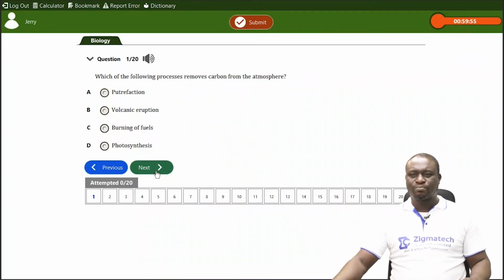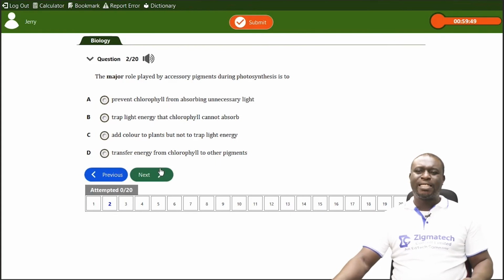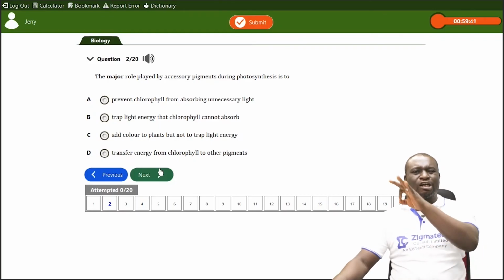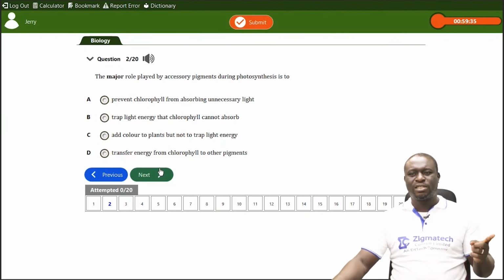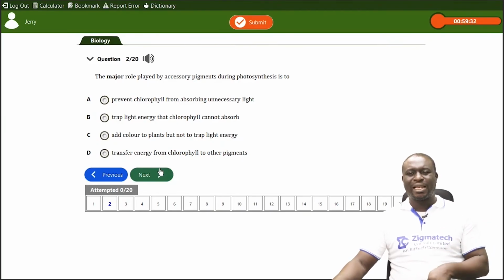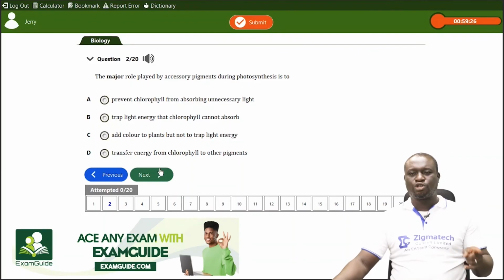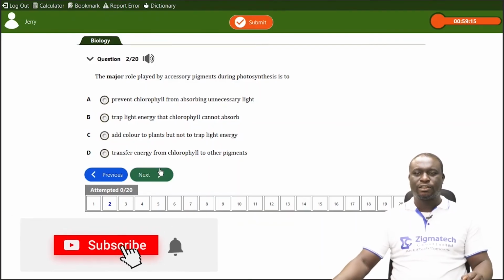Now we have here: the major role played by accessory pigments during photosynthesis is to what? A, prevent chlorophyll from absorbing unnecessary light. B, trap light energy that chlorophyll cannot absorb. C, add color to the plant. D, transfer energy from chlorophyll to other pigments. And the correct answer should be B, trap light energy that chlorophyll cannot absorb.